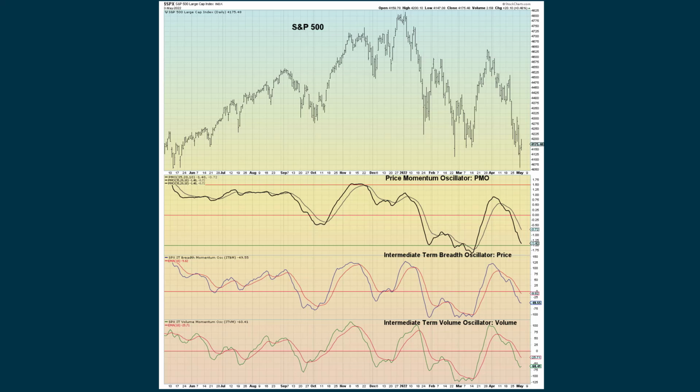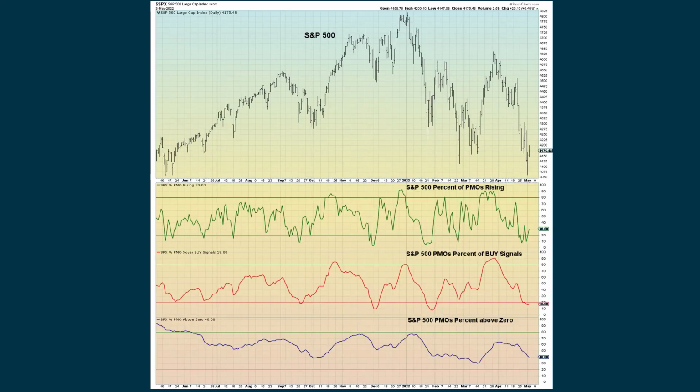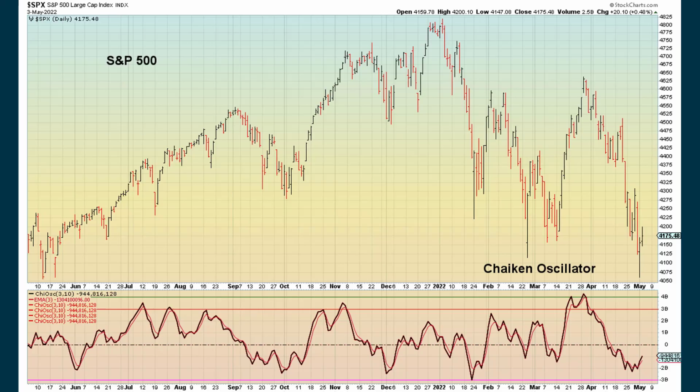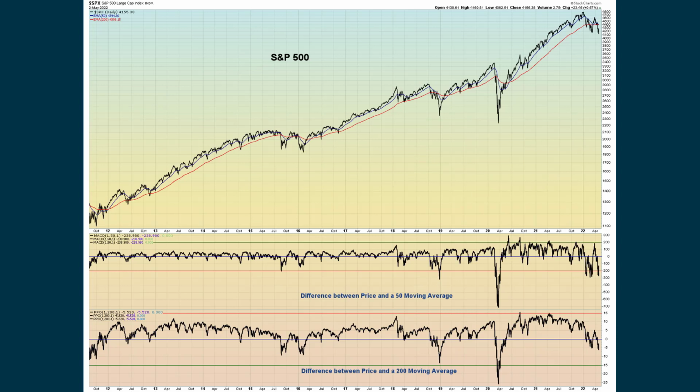The PMO is declining. Any way you measure it, the PMO studies, we're bouncing slightly with our PMOs that are rising. The buy signals are extreme negative, and those that are above zero continue to decline. Here's the other lonely hearts club indicator. The Chaikin Oscillator is showing some improvement. The boom indicator is extreme negative, and that's the top one based on 50 periods. The 200, we still have a long ways to go with that one.